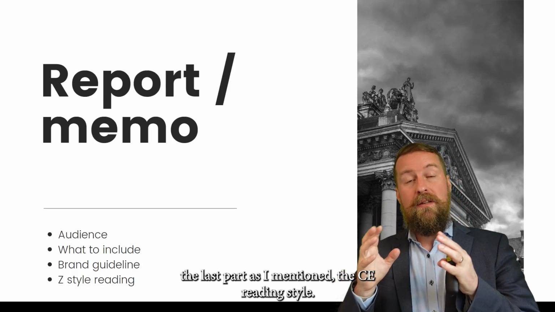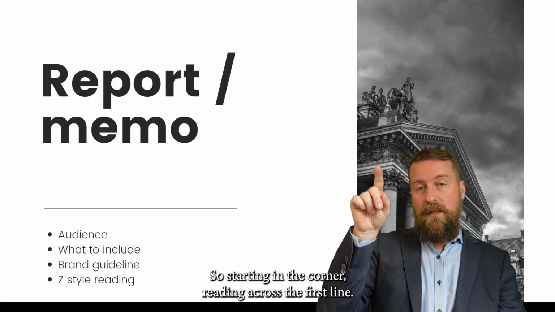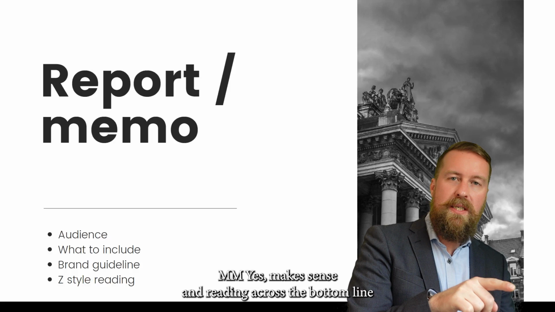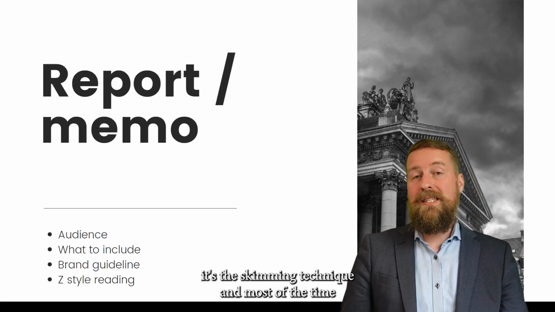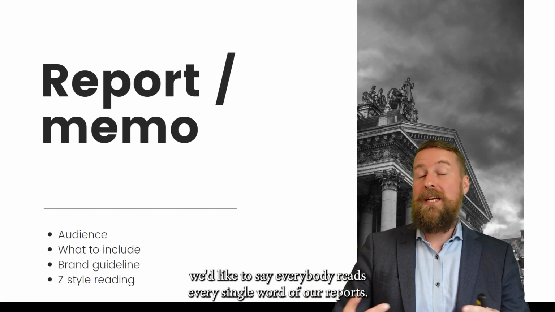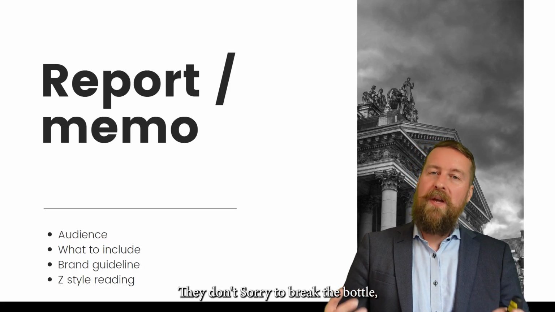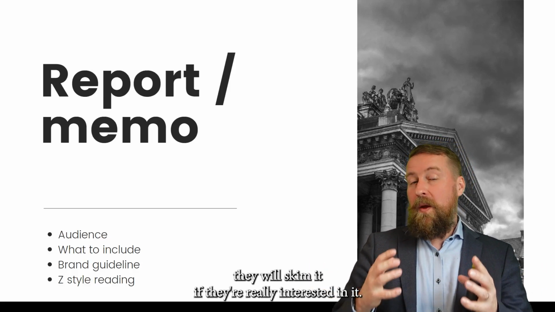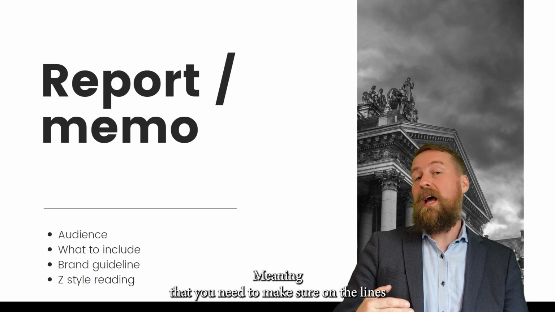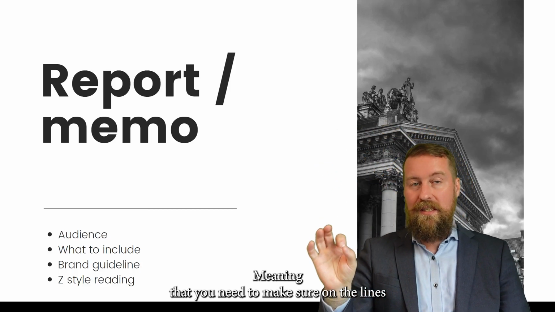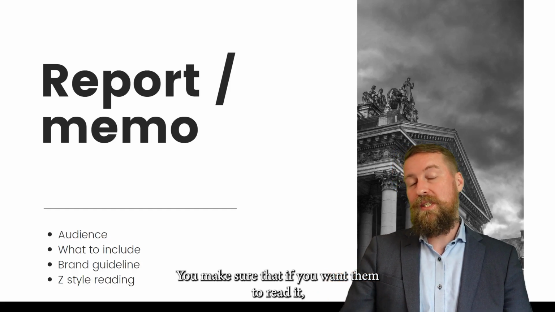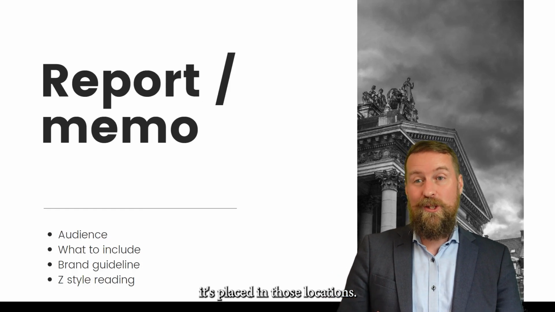The last part, as I mentioned, the C reading style. So starting in the corner, reading across the first line, yes, it makes sense, and reading across the bottom line. It's the skimming technique. And most of the time, we'd like to say that everybody reads every single word of our reports. They don't. Sorry to burst the bubble. They will skim it if they're really interested in it, and that's where it comes in, meaning that you need to make sure on the lines across you have the important content. You make sure that if you want them to read it, it's placed in those locations.